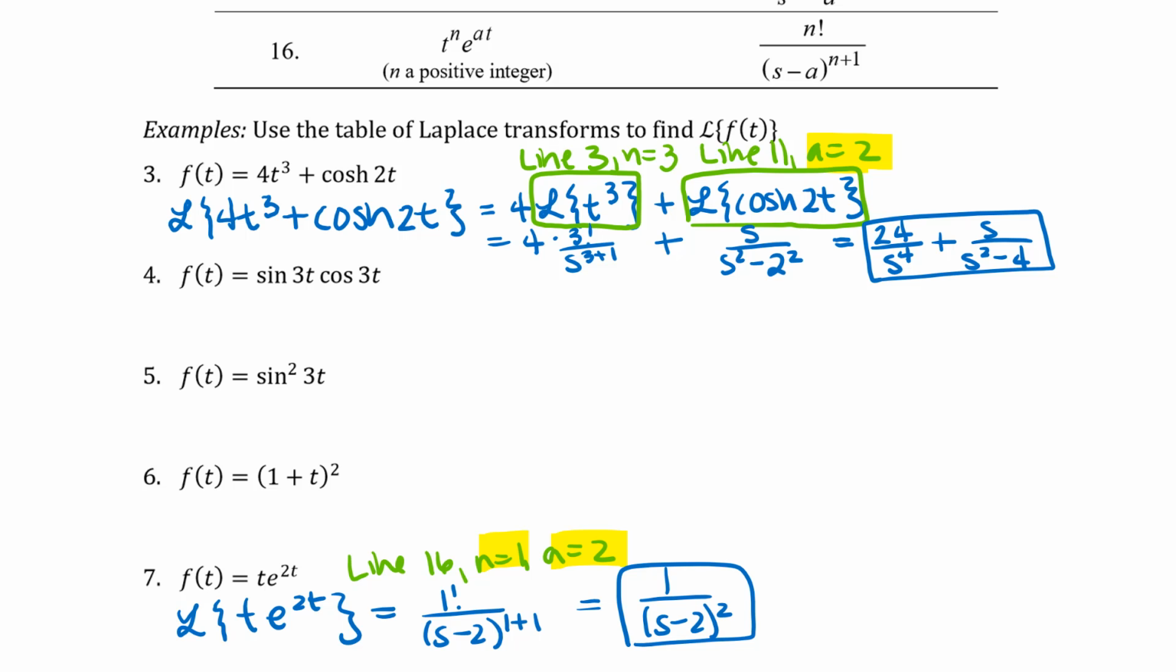Okay, for these other 3 that are in the middle here, I'm going to have to rewrite those so that they actually match what is in the table. For 4 and 5, I'm going to have to use a trig identity. And for number 6, I'm just going to use some algebra and expand that out. This might be a good time to pause the video and try it, and then restart the video to check your work and see if you did it correctly.